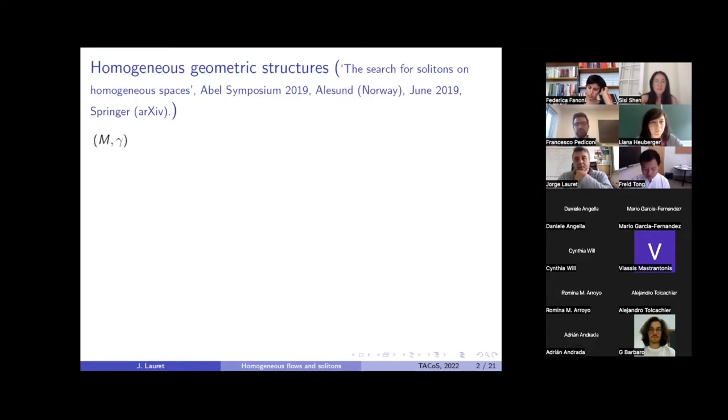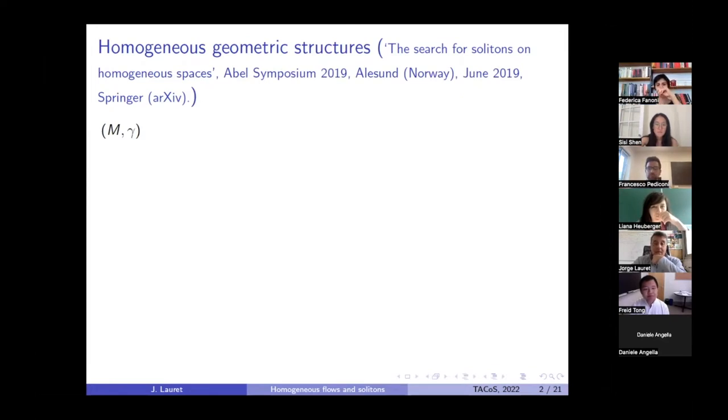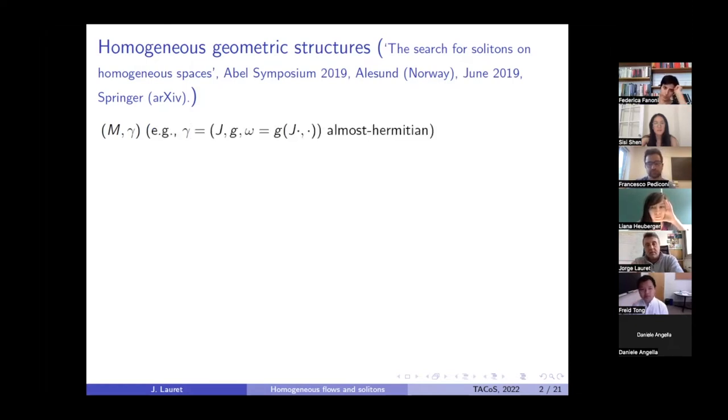Okay, so let's start with a differentiable manifold M and a geometric structure gamma. Without fixing some type of structure, we can do it more or less all together for the same price, but you can think that we have an almost Hermitian structure. But it can be a Riemannian metric, it can be a G2 structure, a spin-7 structure, I don't know. We will see all the concepts and results from a very general point of view.